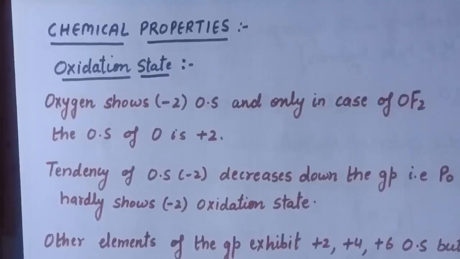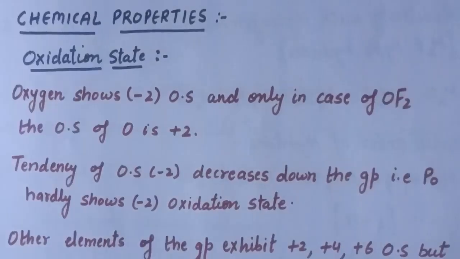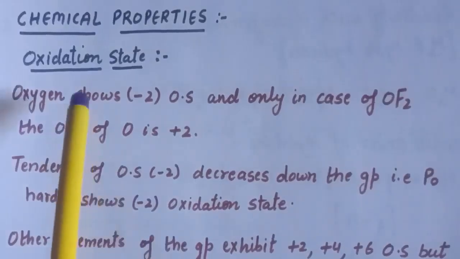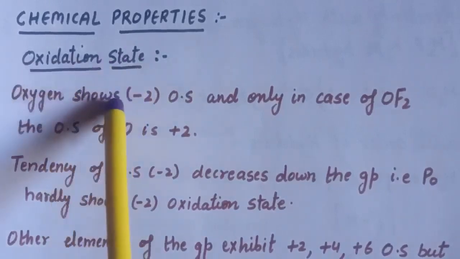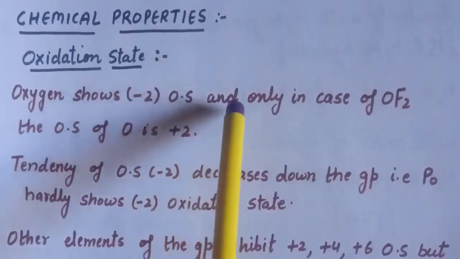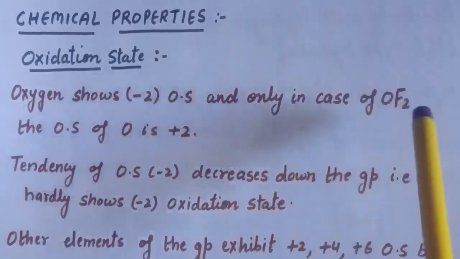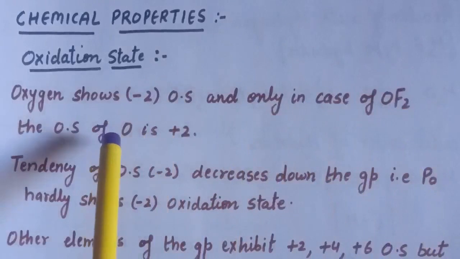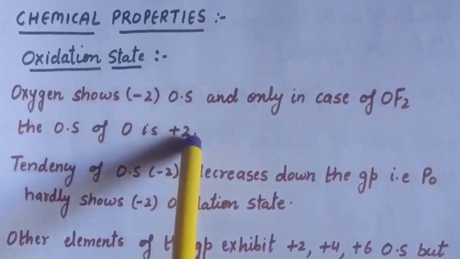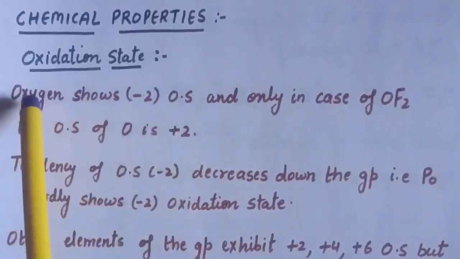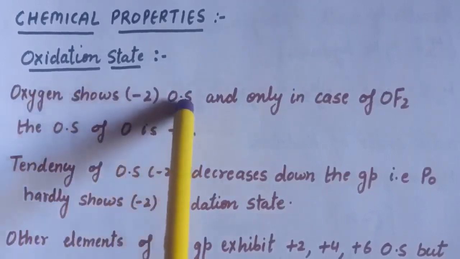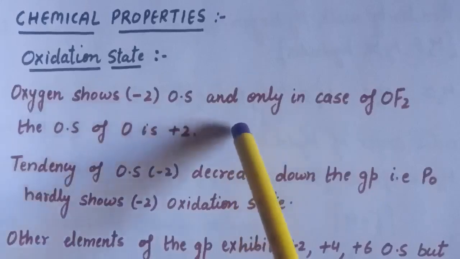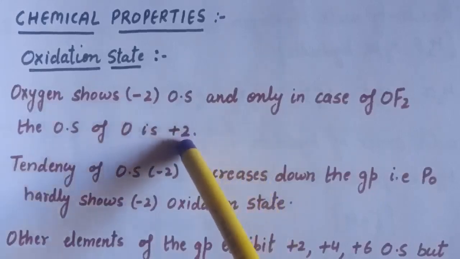Next, we will discuss the chemical properties of group 16 elements. The first chemical property of group 16 elements is oxidation state. In group 16, oxygen shows -2 oxidation state, and only in a few cases like in OF2, the oxidation state of oxygen is +2. Oxygen is the first member of group 16 and it generally shows -2 oxidation state. Only in some cases is a positive oxidation state shown by oxygen.